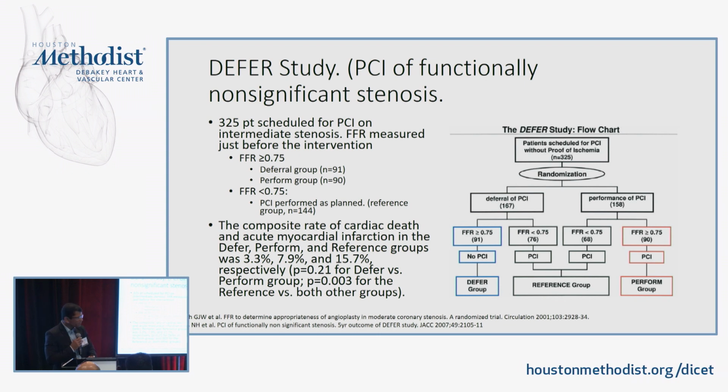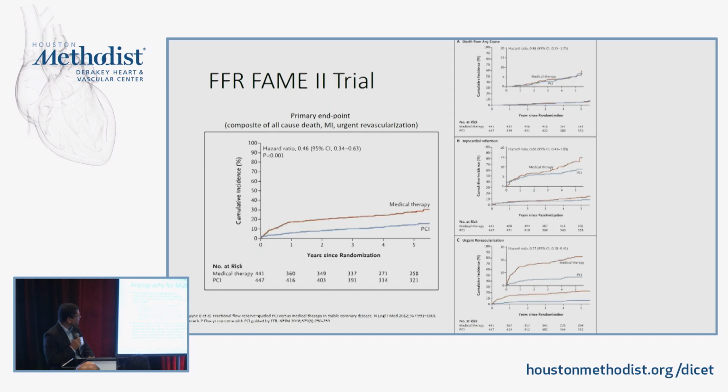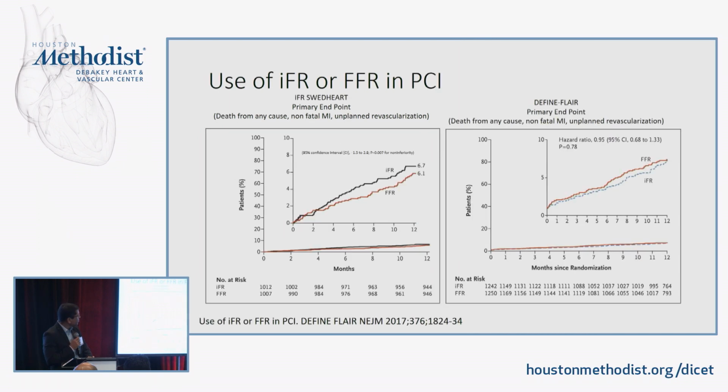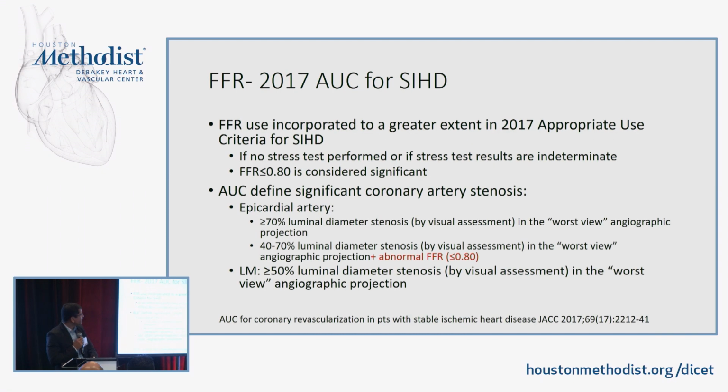Three studies to remember: the DEFER study, the FAME study. The first study was in stable ischemic heart disease patients. The FAME study, Dr. Ramchandani mentioned, was in multivessel CAD and showed benefits. And the FAME 2 trial in stable ischemic heart disease showed significant reduction in MACE in patients with FFR-guided PCI. Right now, at least as of 2011, it has a class 2A indication for intermediate lesion assessment, whereas the AUC gives it pretty much an appropriate indication for almost all scenarios where you have intermediate stenosis and don't have ischemia proven by a non-invasive stress test.